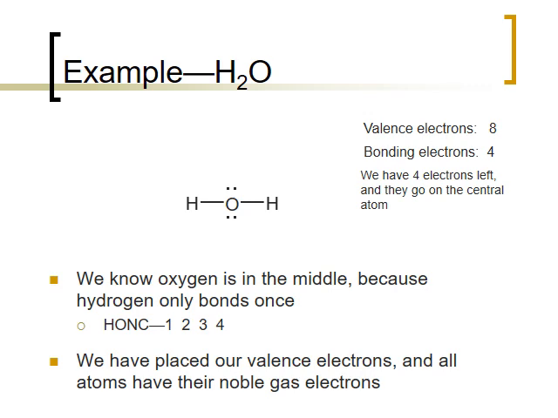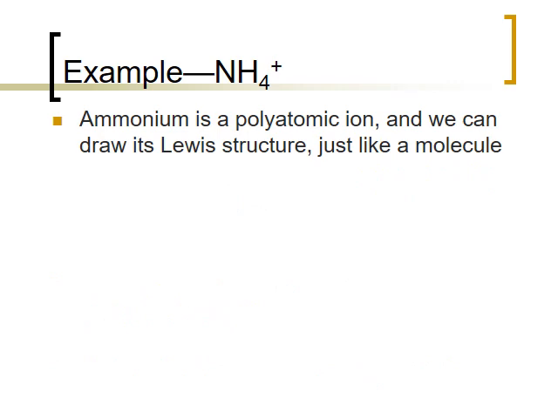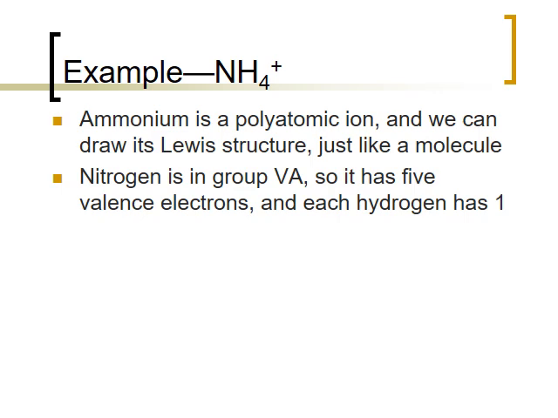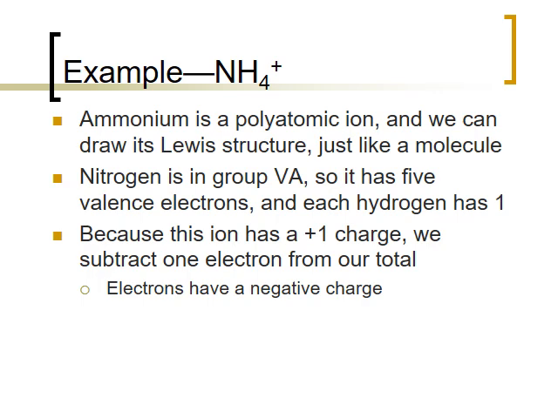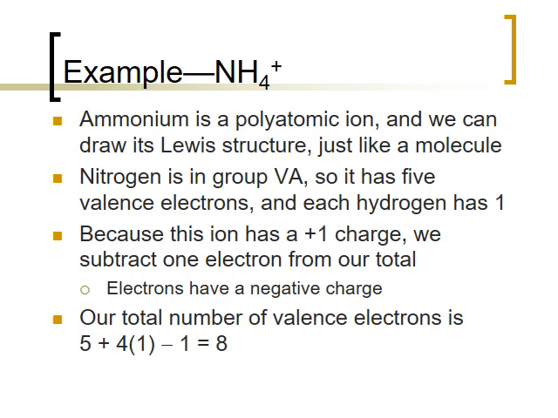Let's work another example, the ammonium ion. It's a polyatomic ion, and we can draw its Lewis structure as well, just like a molecule. So let's first find our valence electrons. Nitrogen is in group 5A. It has 5 valence electrons. Each hydrogen has 1. But we will subtract 1 electron because this polyatomic ion has a +1 charge. Electrons are negative, so if we have a +1 charge, it means we're missing an electron. So our total number of valence electrons is 5 plus 4 times 1 minus 1, giving us 8 electrons.